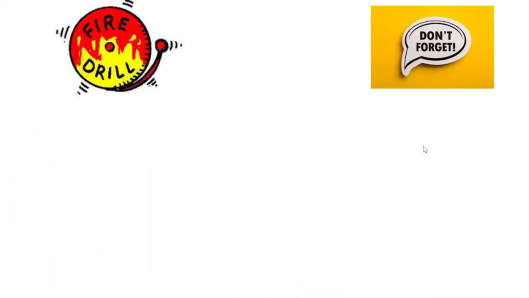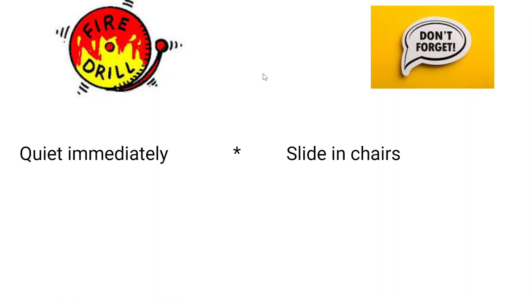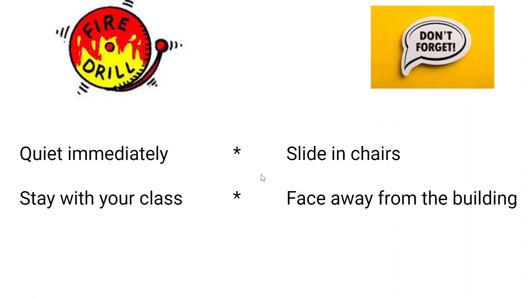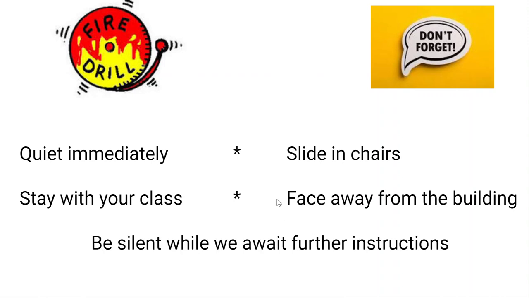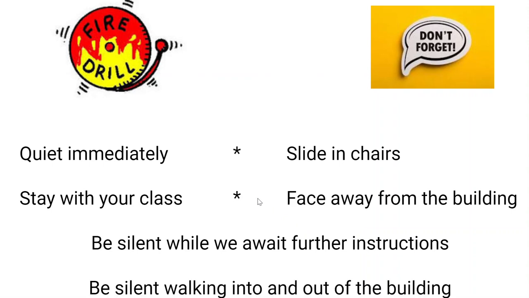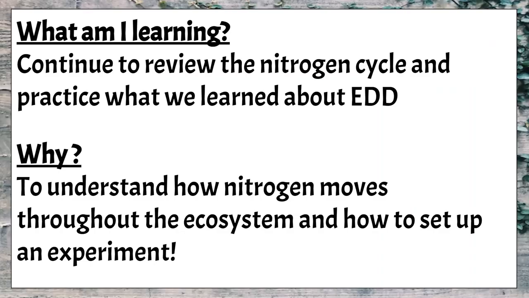All right, quick reminder in class about fire drills. When we have a fire drill, immediately get silent, please. If we are evacuating, which we should when there's a fire drill, you should slide in your chairs, stay with your class, face away from the building once you're outside. Be silent out there while you wait for further instructions. And then when walking in and out of the building, you need to also be silent because you're listening for important instructions.